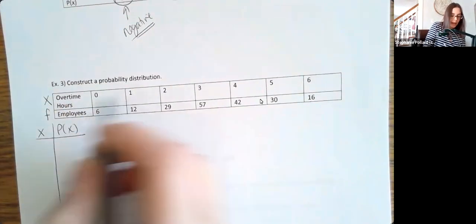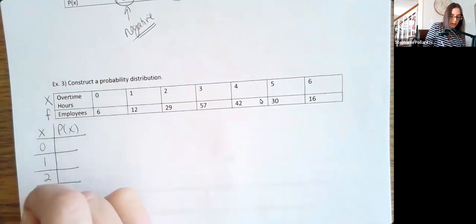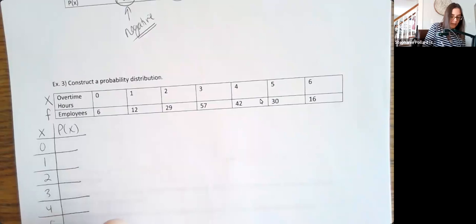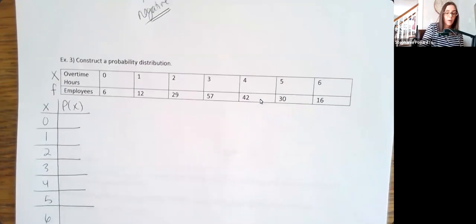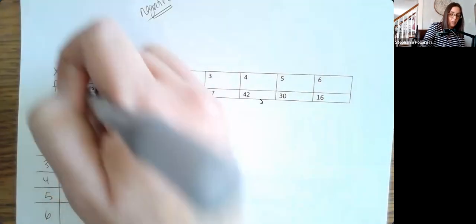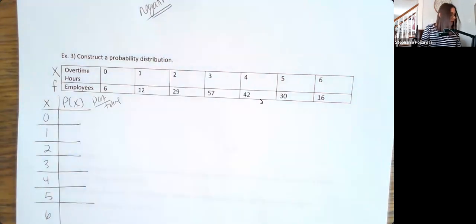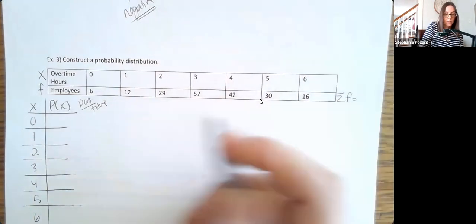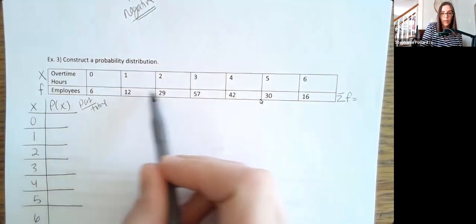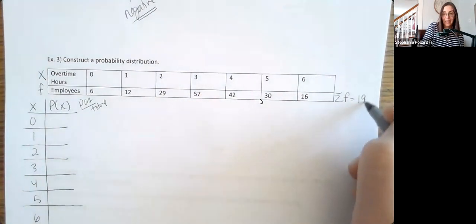And I'm going to rewrite all my X values. So I have 0, 1, 2, 3, 4, 5, and 6. And then for probabilities, remember a probability is always a part to total. So the first thing I have to do is figure out my total here because it doesn't give it to me. So your total would be your sum of the frequencies. So if I add up the 6, the 12, the 29, the 57, and so on, that would give me my total, which is 192.